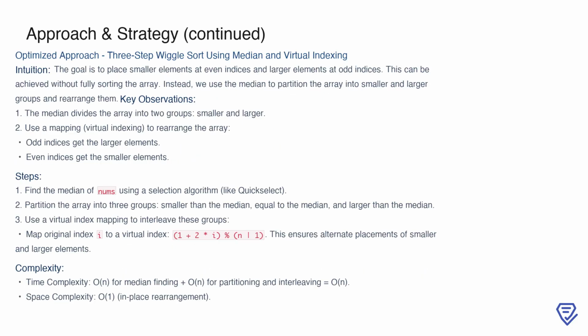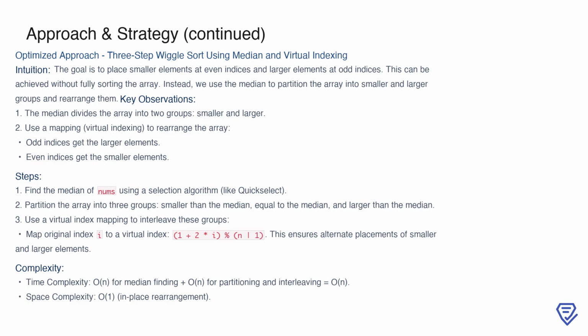Now, an optimized approach takes the problem to the next level by eliminating the need for sorting and instead leveraging the median of the array. The key insight here is that the median allows us to partition the array into smaller and larger groups, which can then be rearranged to achieve the wiggle order. Specifically, odd indices are assigned the larger elements, while even indices are assigned the smaller ones.